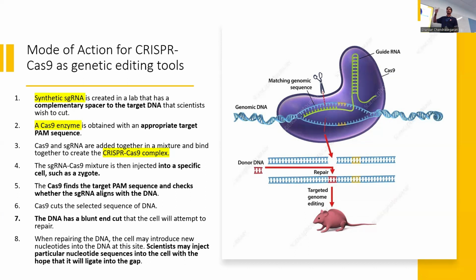I'll confirm with you how long the PAM sequence can be, but it can vary depending on the specific PAM sequence we're trying to target. You don't really need to know the PAM sequences, but just know that the PAM sequence is the initial recognition that is done by the CRISPR-Cas9. When it recognizes that PAM sequence, then only does it verify by checking whether the sequence is complementary to the guide RNA. Only when both these verification steps have been done, the cut will be made. Okay, so Cas9 cuts the selected sequence of DNA, and the DNA has a blunt end.